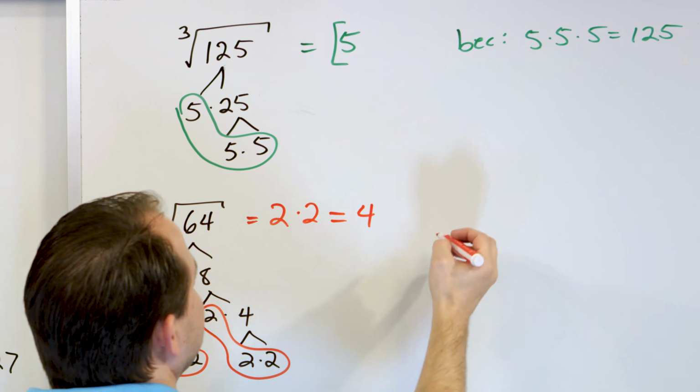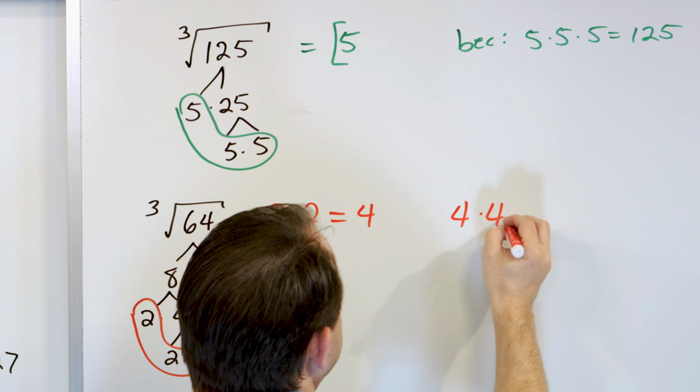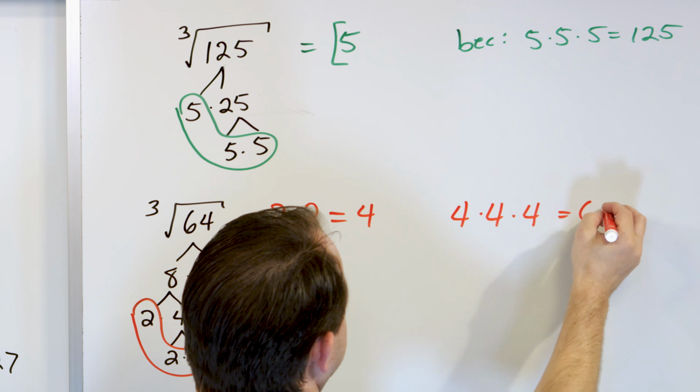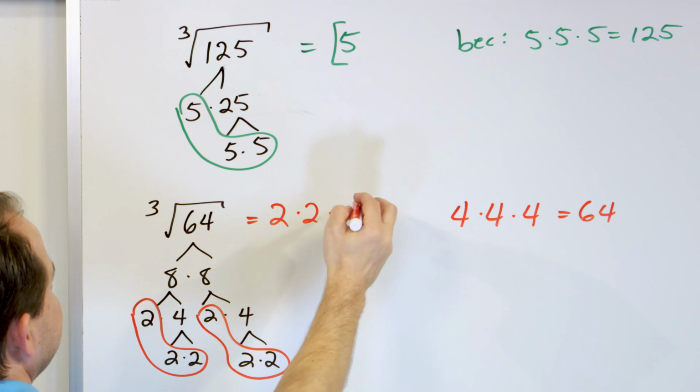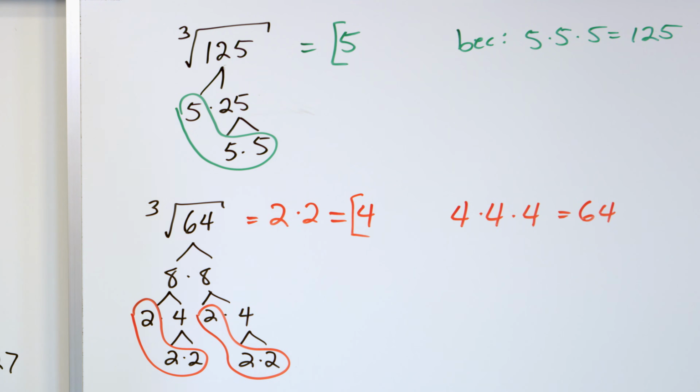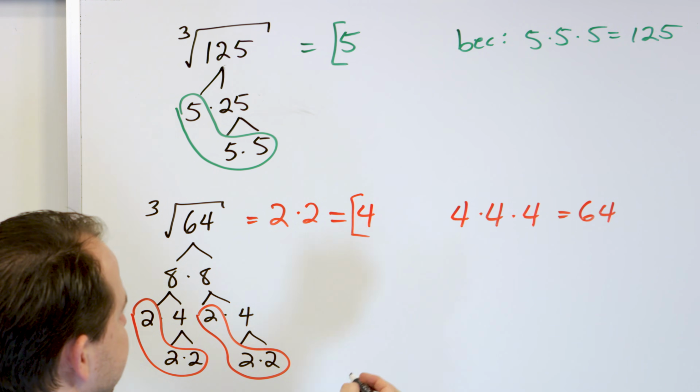How do you know it's the answer? If you take 4 times 4 times 4, you're going to get 64 when you do that in a calculator. 4 times 4 is 16, times 4 is 64. So this is the answer, which is 4. All right, I hope you can see that this whole process is very simple once you get the idea of it.